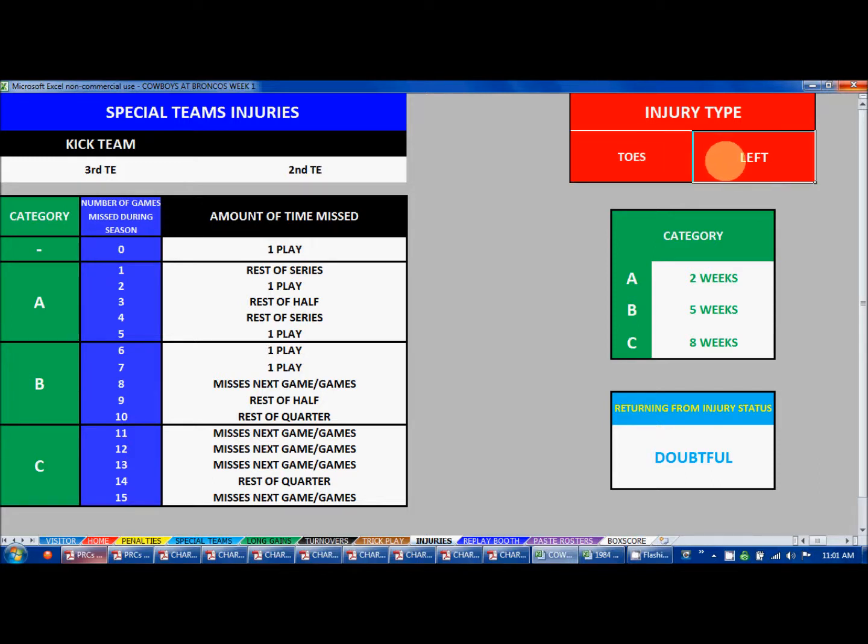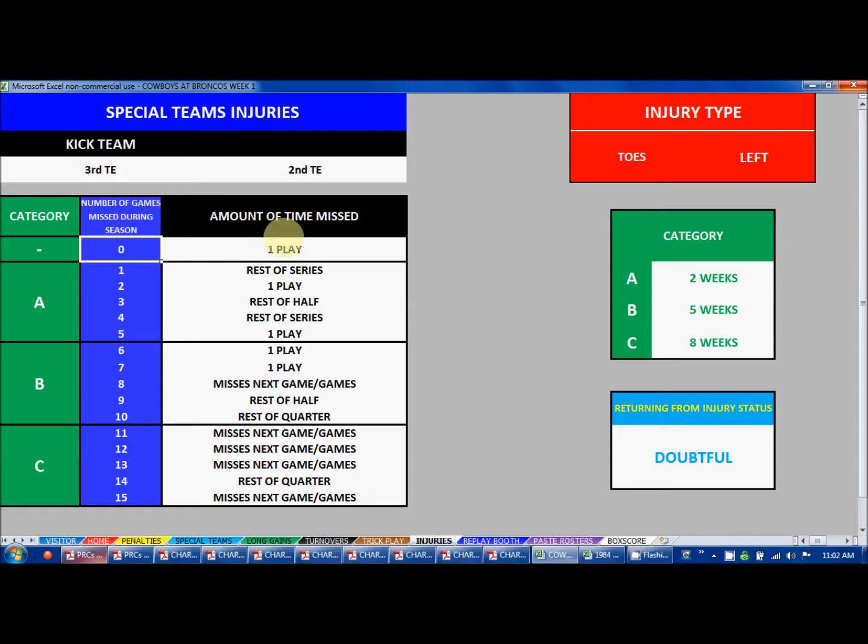This tells the type of body, or the side of the body, whether it's the left hand or left thigh or whatever. And on this side, it tells you the body part. If it's a concussion, obviously there's no left or right applying there. And this chart over here is looked at by games missed for the player. So number of games missed during the season, whether it's a 14-game season or a 16-game season in pro leagues.